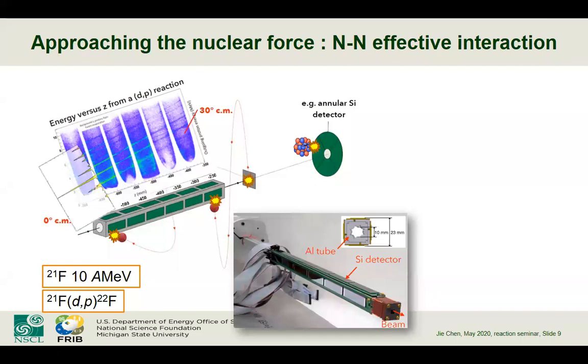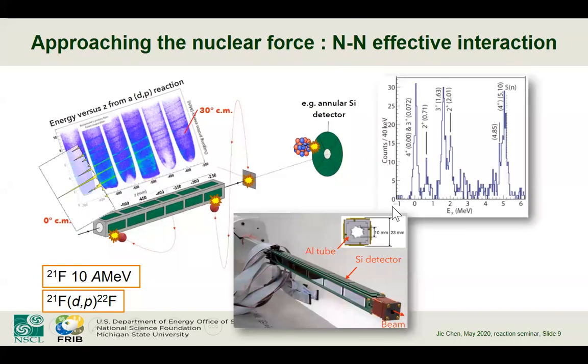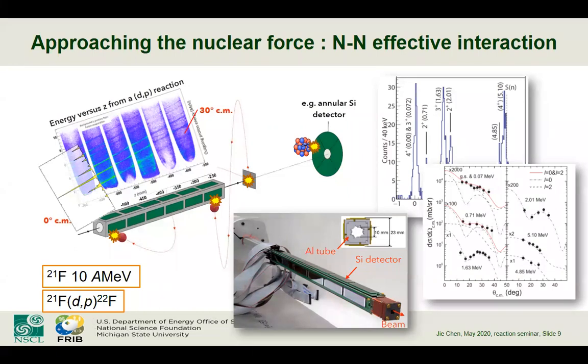And from the E versus Z spectrum, the projection of this spectrum gives the excitation energy spectrum of fluorine-22. And gated on different excited states, we can determine the cross sections, and also by comparing with the DWBA calculation, we can get the corresponding angular momentum and the spectroscopic factors for each state.